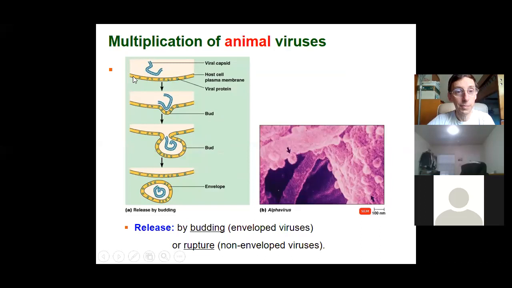If you notice, this part of the cell membrane doesn't have viral proteins and glycoproteins. The virus doesn't come up to this region of the cell membrane. It comes up to this region of the cell membrane where it has proteins and glycoproteins that the virus synthesized and then stuck into the cell membrane. And then it pushes on the cell membrane, forming a bud of the cell membrane.